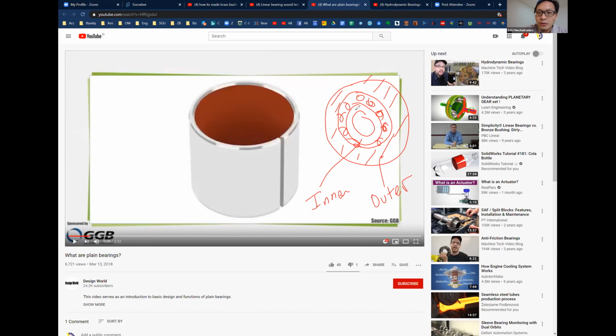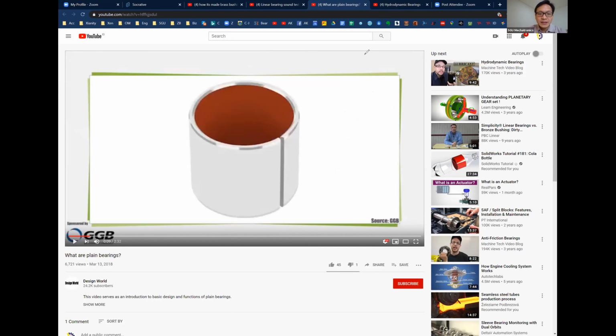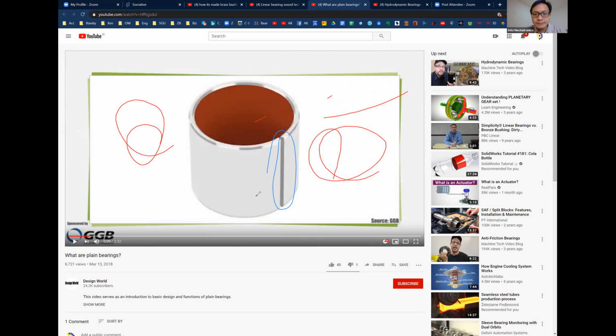Okay, so clear all drawings. Now, this is an example here. There is a split. If you notice, there is this split here. The purpose of the split is for assembly. Okay, and it acts kind of like spring loaded, so that there is a hole, then you get in, and it holds itself in place.